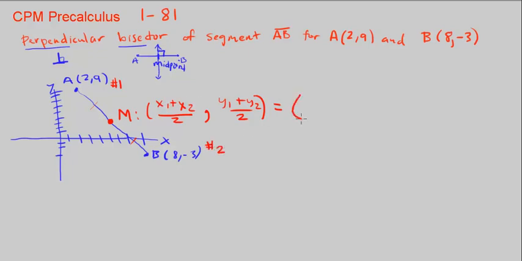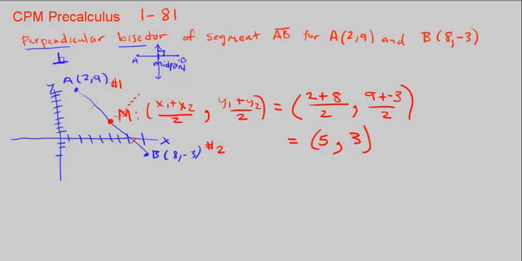So the x value in point 1 is 2 plus the x value in point 2 is 8 divided by 2, comma, the y value from point 1, 9, plus the y value from point 2 is -3 divided by 2. Simplify that, we get 10 divided by 2 is 5, comma, 9 minus 3 is 6, divided by 2 is 3. So we know the midpoint is at (5, 3). Okay, so that helps us with the midpoint.